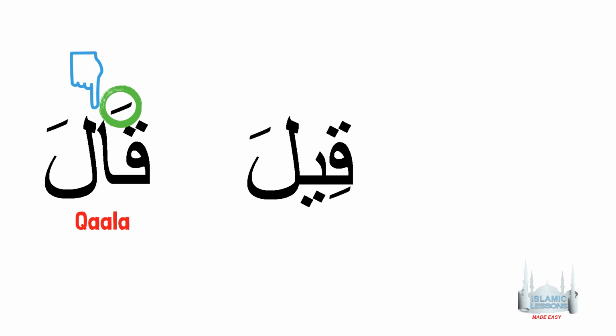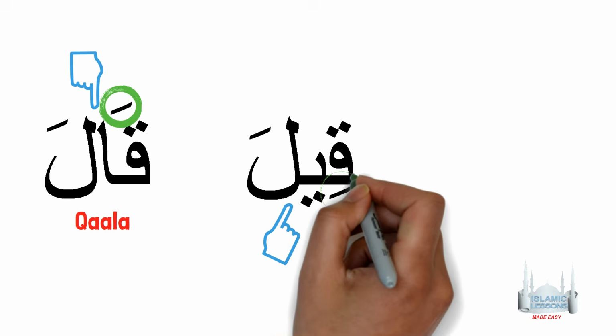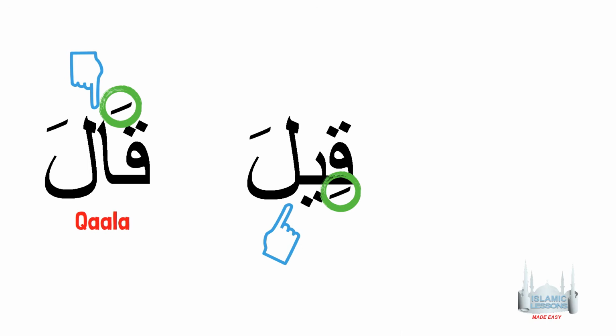We see a ya that might be a long vowel or a consonant. Let's look through the rules. Does the ya have a mark on it? No. Does the letter before the ya have a kasra? Yes, so it's a long vowel. It reads Qiila, not Qila. Qiila, stretching it for 2 counts.